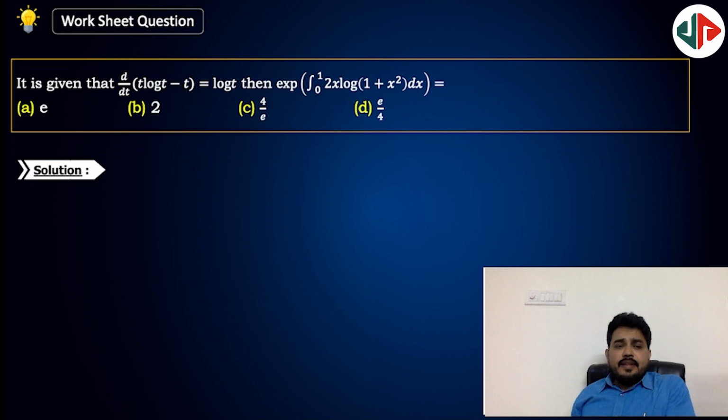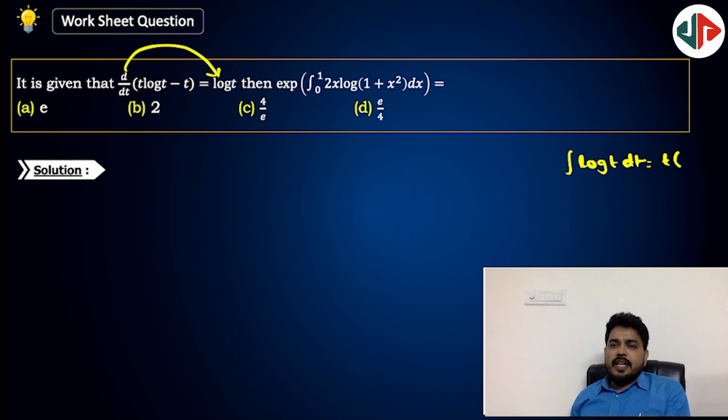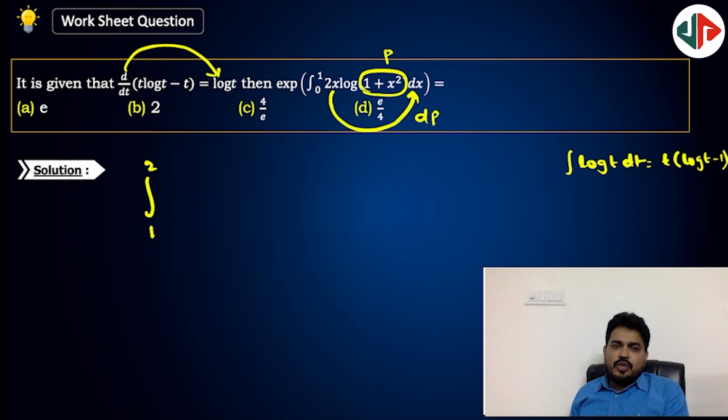Next question. They have given the integral of log t dt, and the antiderivative is equal to t into log t minus 1. So look at here, if I take 1 plus x square as p, 2x dx will be equal to dp. For x equal to 0, p is equal to 1, and x equal to 1, p is equal to 2. This is log p dp.